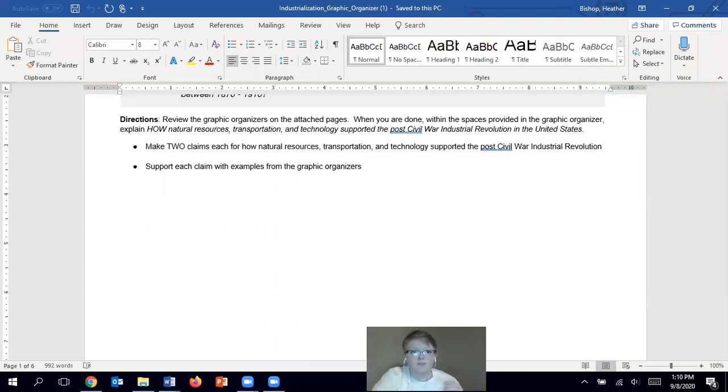Okay. Review the graphic organizers on the attached pages. When you're done, within the spaces provided in the graphic organizer, explain how natural resources, transportation, and technology supported the post-Civil War Industrial Revolution in the United States. So what you're going to do to start off with, you make two claims for how each, natural resources, two claims, transportation, two claims, and technology, two claims, supported the post-Civil War Industrial Revolution. And then you're going to support each claim with examples from the graphic organizers.